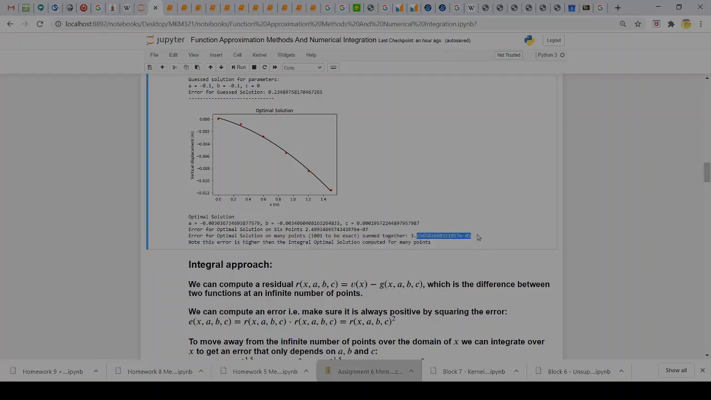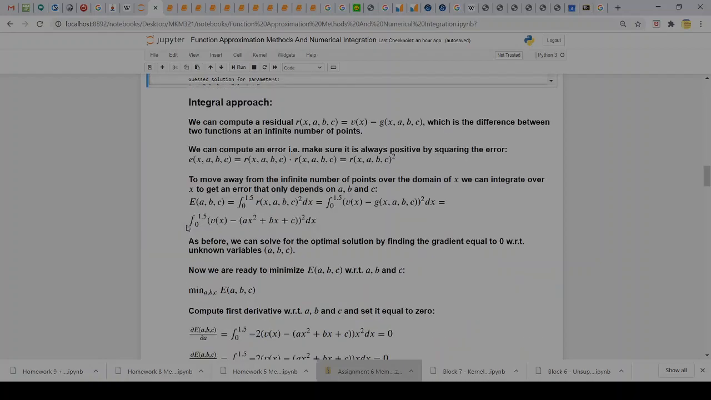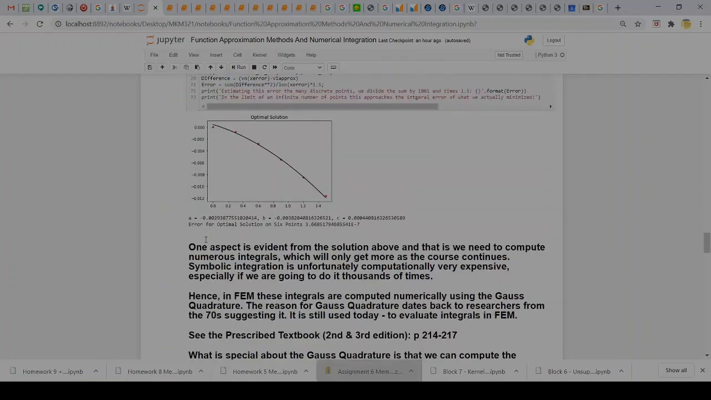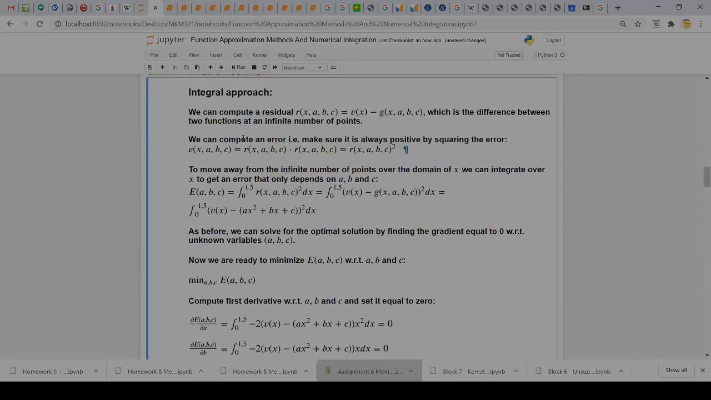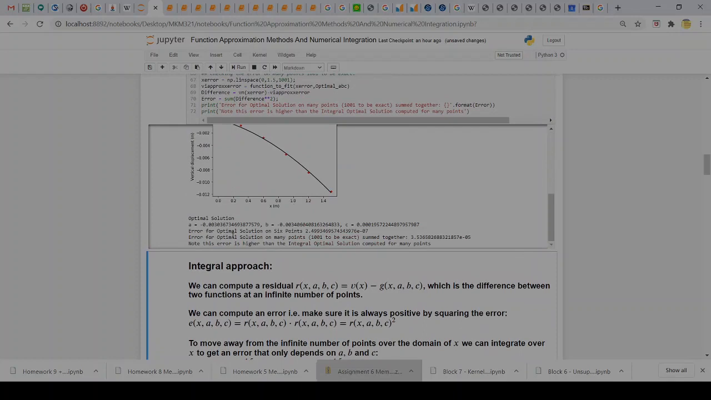What I want to show you is that the error for the infinite number of points that we did with the integral approach, if I would evaluate at 1001, the error there would be lower than this error here. Because this solution here is optimal for the error minimized only at 6 points. So if I evaluate at many points, 1001 is just an example of many points, the error here is much larger than the error here.